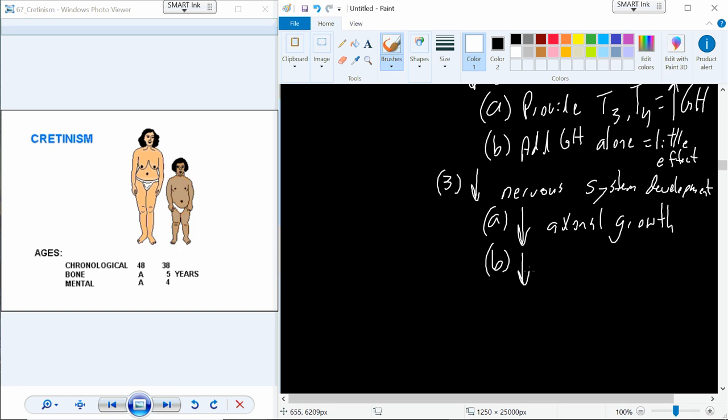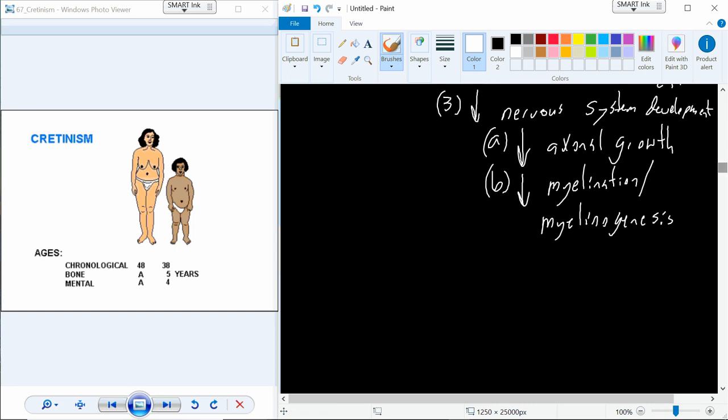We will also have a reduction in myelination, in the process of producing myelin, which is myelinogenesis. And so we're changing things like the neuron's ability to transmit signals around the nervous system and around the organism. The net result of slowed axonal growth and basically a lack of myelin production is what actually causes the severe mental retardation.